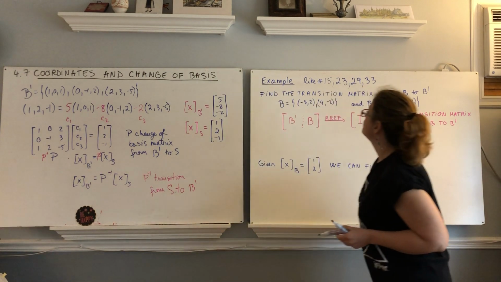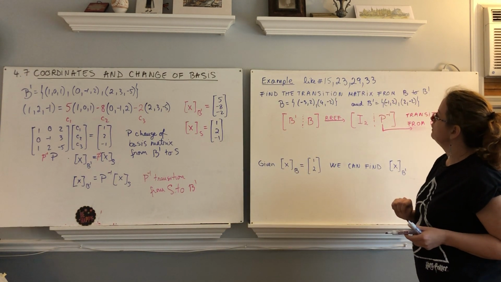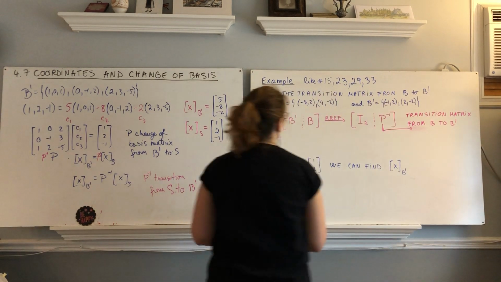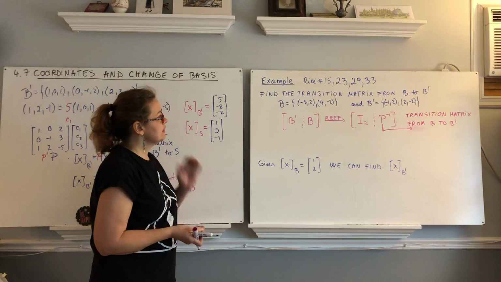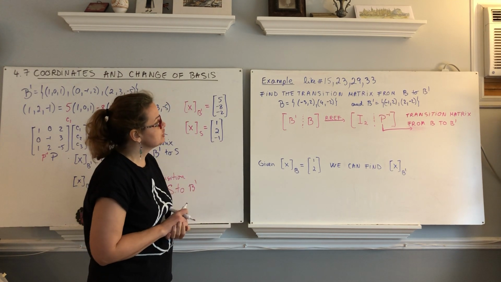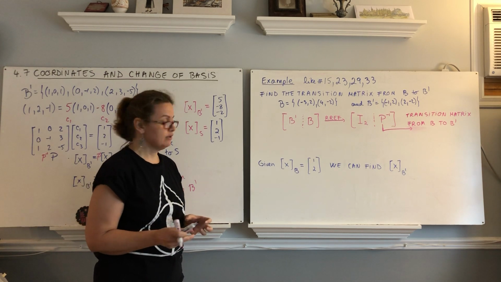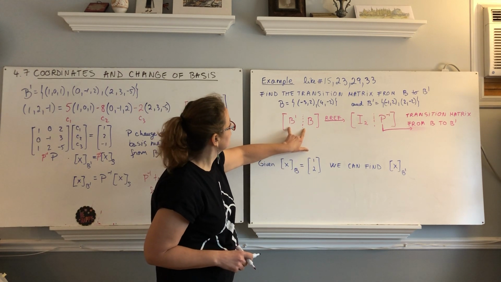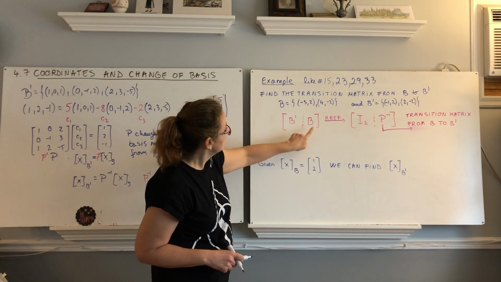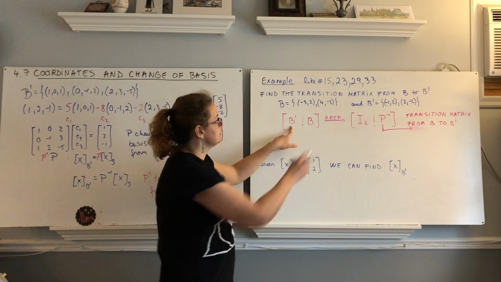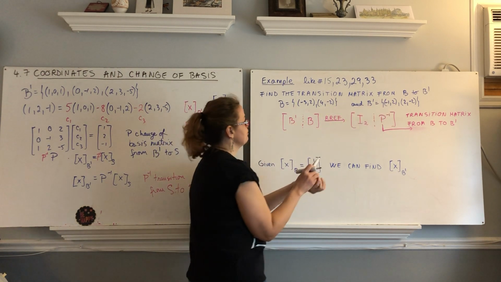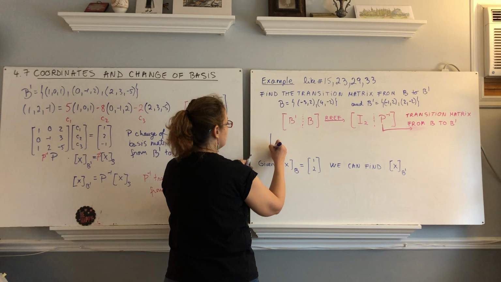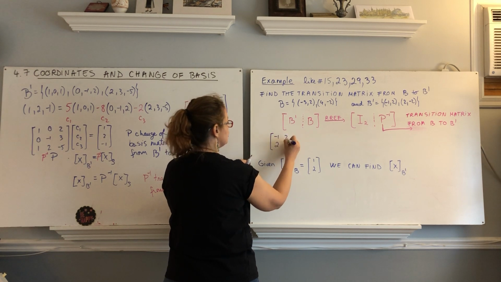Okay, so here's an example. This example is like problems 15, 23, 29, and 33 in your homework. The way we create a transition matrix between two non-standard bases is we line up, so let's say we want to find a transition matrix from B to B prime. We list the vectors of B prime first as columns. So I'm going to start this by listing -1, 2, 2, -2.